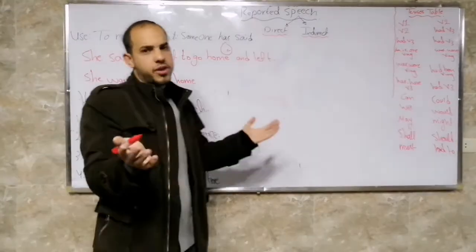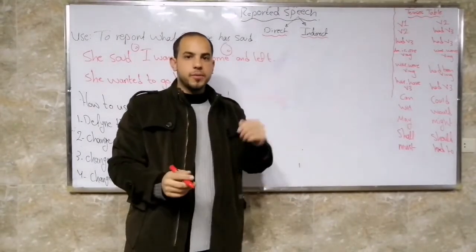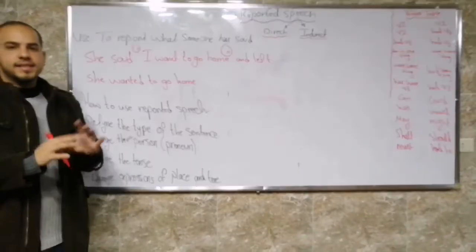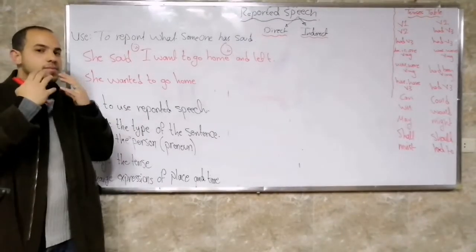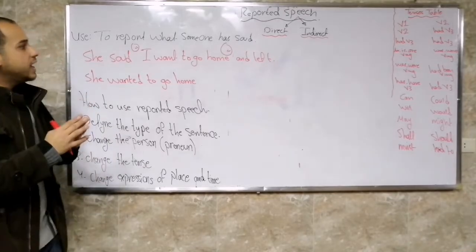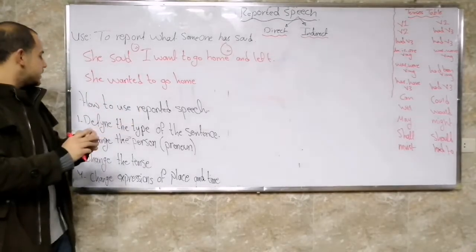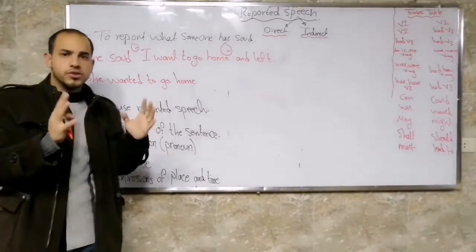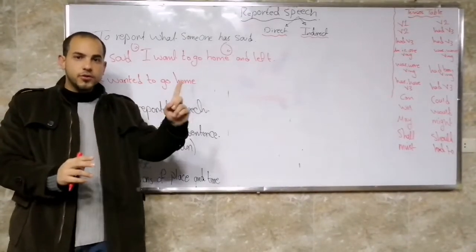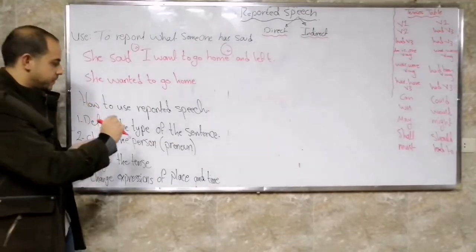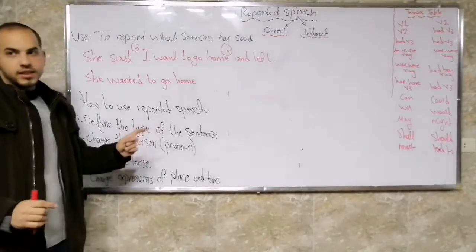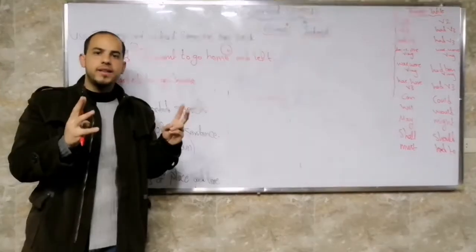Now why do we use reported speech? Actually, we use reported speech to report what someone has said. So we are talking about the speech itself. Now how can we report, or how to use reported speech? First of all, we have to define the type of the sentence, because we have three types.